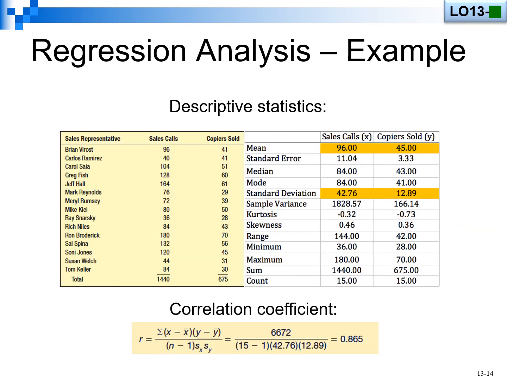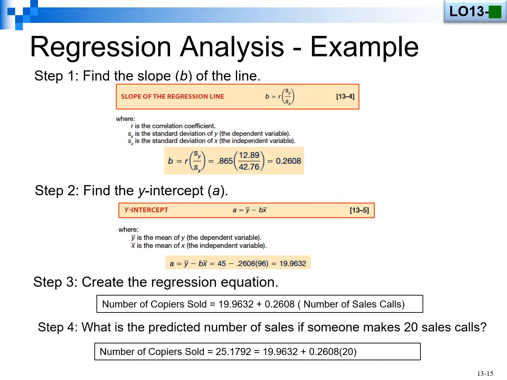And of course, you can go back and refer to the previous slide, but they went ahead and calculated the correlation coefficient already. We already got that, 0.865. And remember, that is going to be represented by the lowercase r. Now, we're going to be using this number in the next couple of equations to figure out our slope. And here's the equation up here.